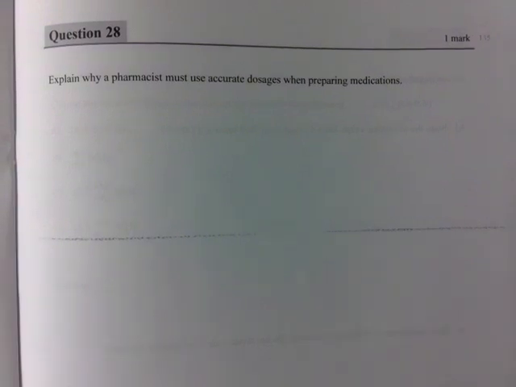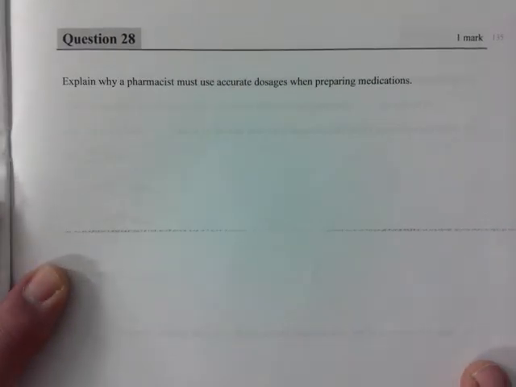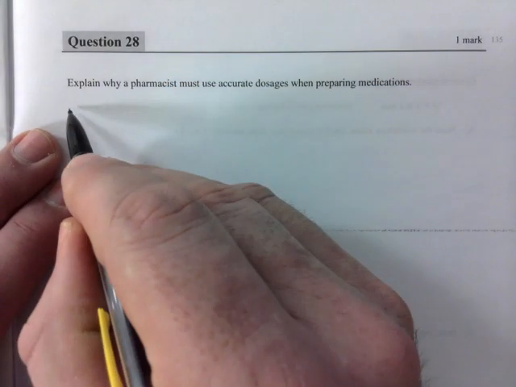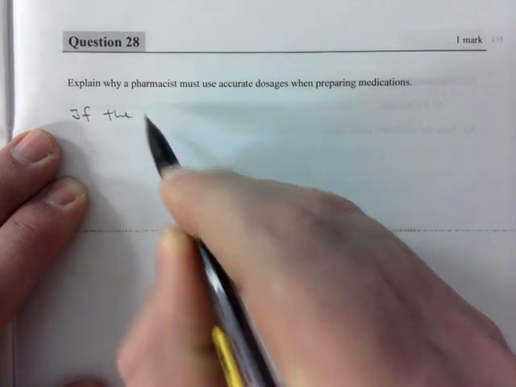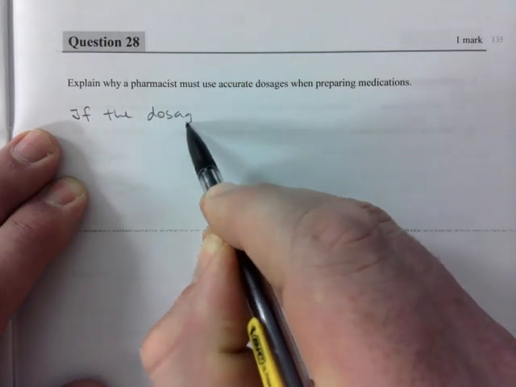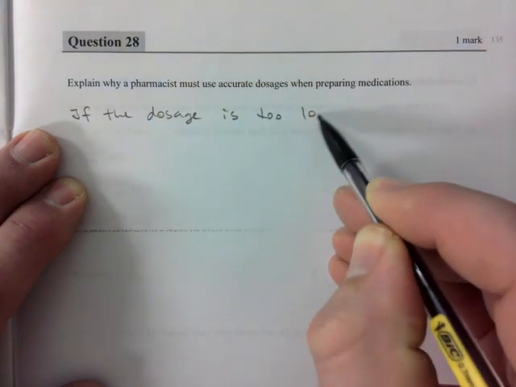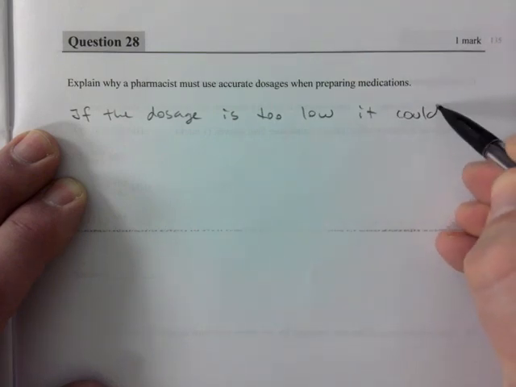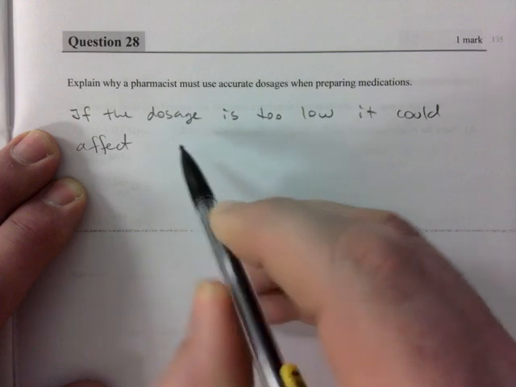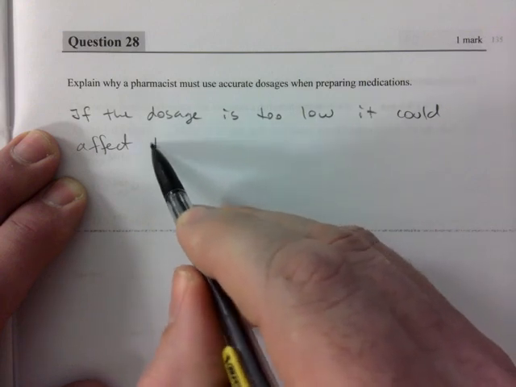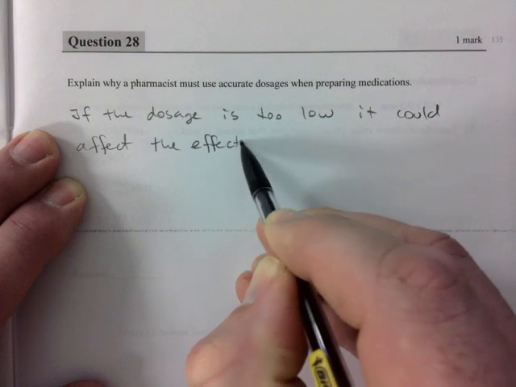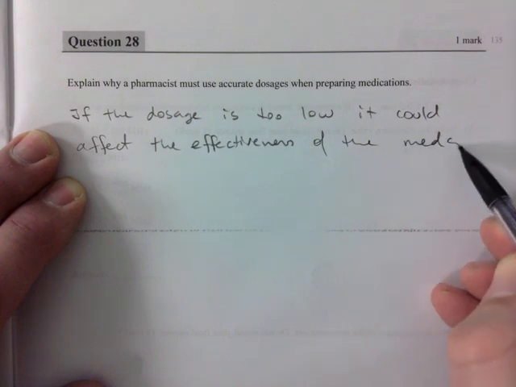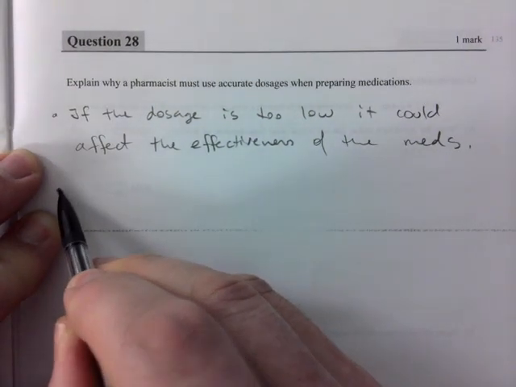Explain why pharmacists must use accurate dosages when preparing medications. You can just say if the dosage is too low, it could affect the effectiveness of the medication, of the meds, right? That's one.